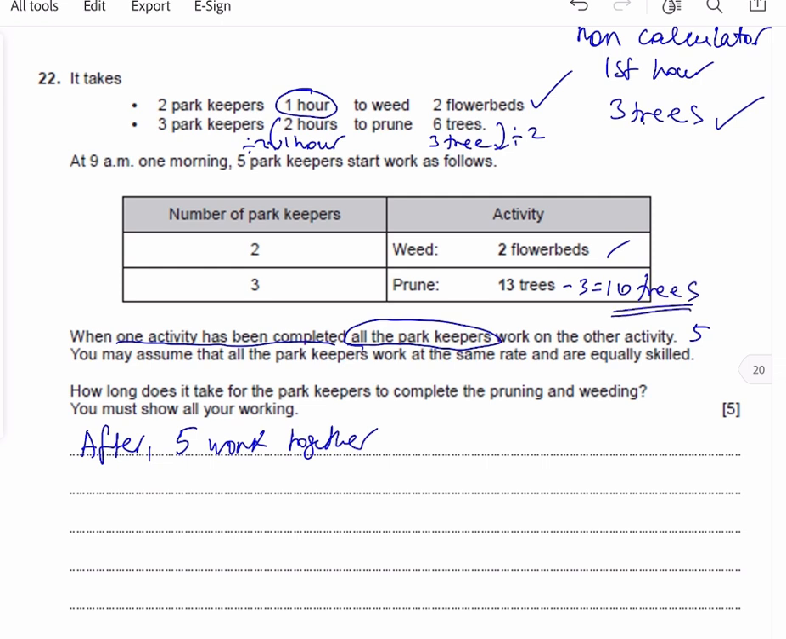So after the first hour, they work together on pruning the trees. So 3 trees have been pruned already. So 13 minus 3 will give you 10 trees left. So now 5 of them should prune 10 trees.